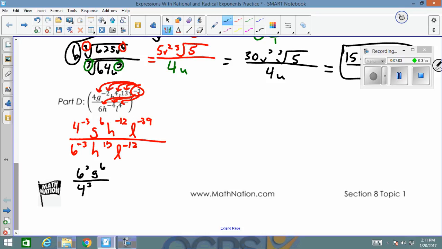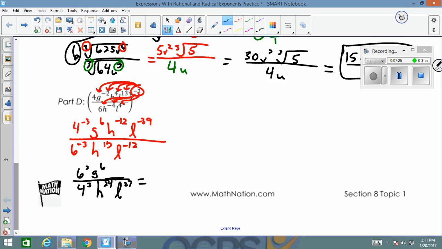H to the negative 12 minus 12 will be h to the negative 24, and because it's negative, it's going to be on the bottom with a positive. L to the negative 39 minus negative 12 would be L to the negative 27. So that would be on the bottom with L to the 27.